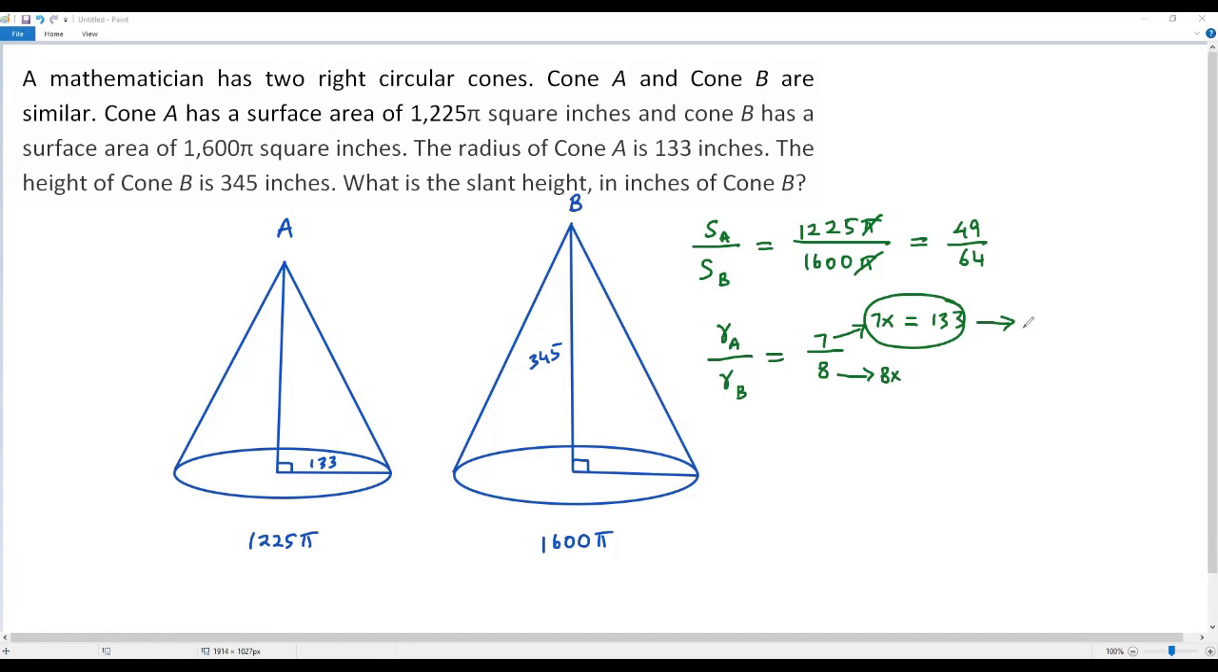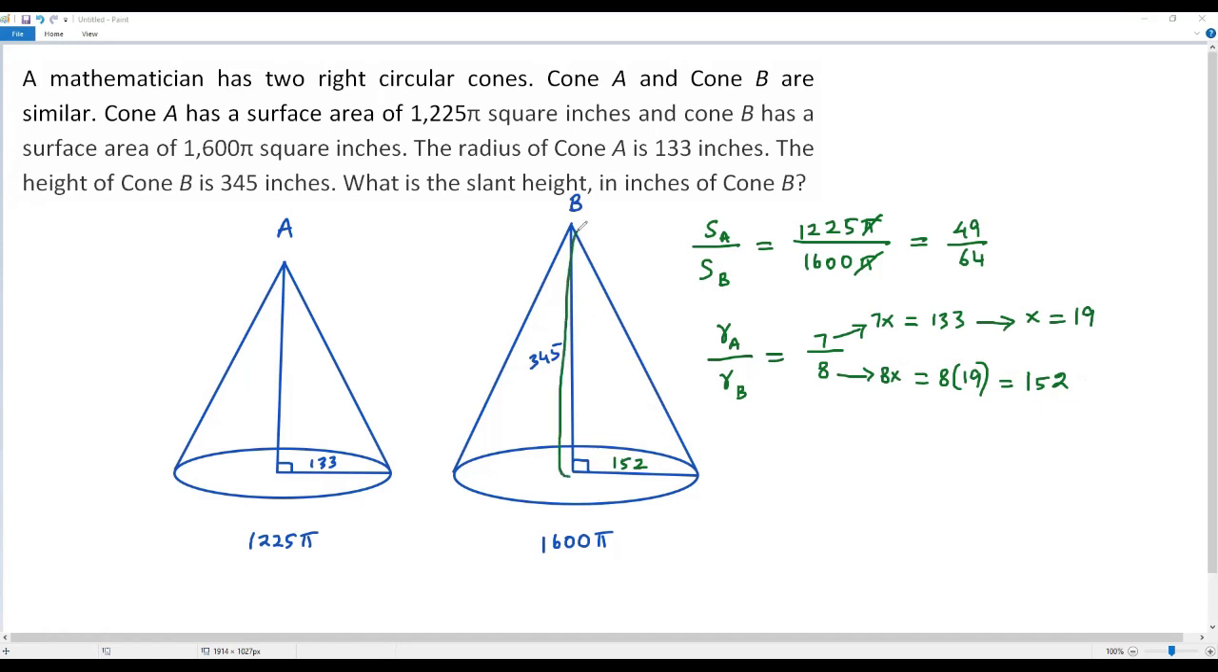For that, we have to divide both sides of this equation by 7. Then I am getting x on the left side. On the right side, when I divide 133 by 7, I am getting 19. Now we can plug in this value 19 for x over here to get the radius of cone B. Okay, now let me do it. That is 8 times 19. 8 times 19 is 152. Here I got the radius of cone B, that is 152.